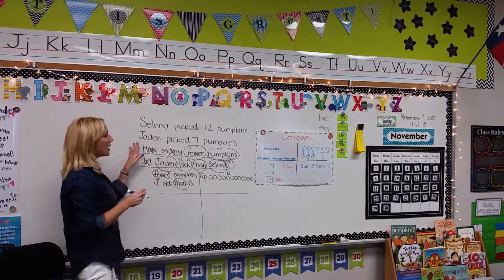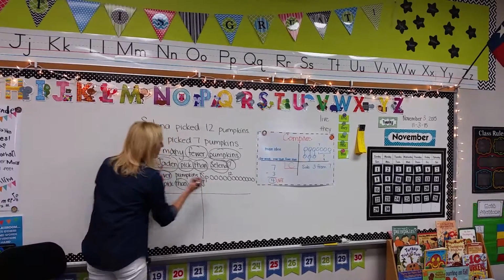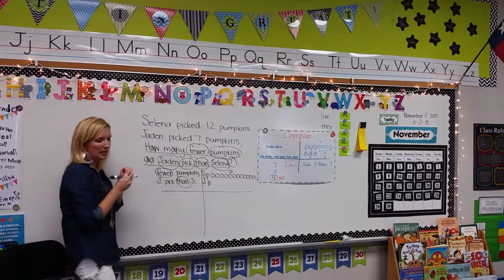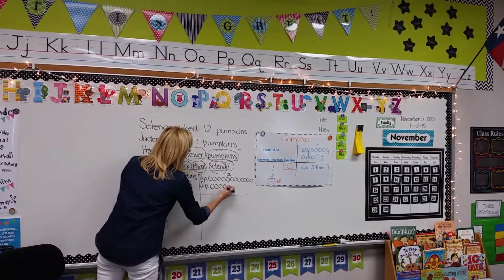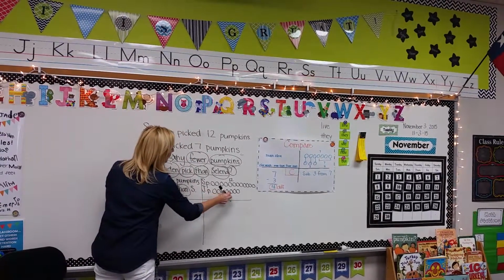Good. Jaden picked 7 pumpkins. Who? J for Jaden. What? Pumpkins. P for pumpkins. How many? 7. 1, 2, 3, 4, 5, 6, 7. And I'm going to label.